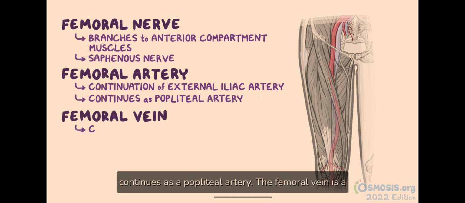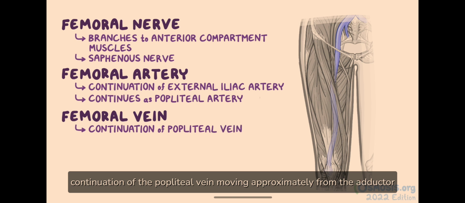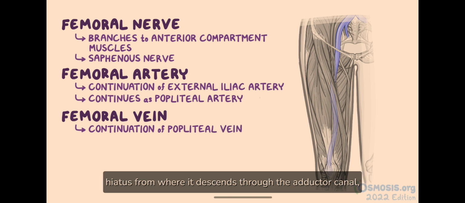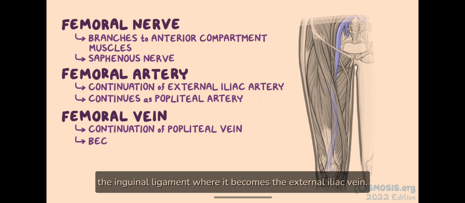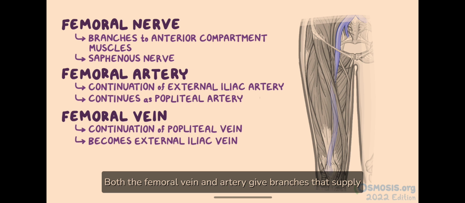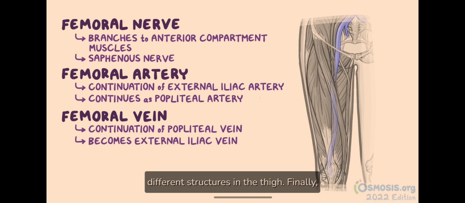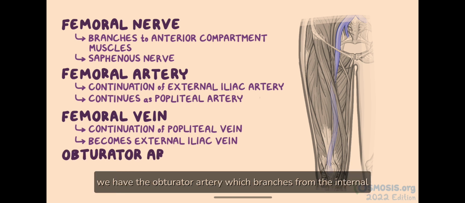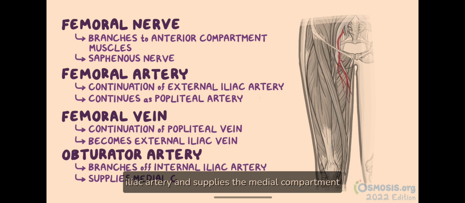The femoral vein is a continuation of the popliteal vein, moving proximally from the adductor hiatus, from where it ascends through the adductor canal, enters the femoral sheath, and then it ends posterior to the inguinal ligament, where it becomes the external iliac vein. Both the femoral vein and artery give branches that supply different structures in the thigh. Finally, we have the obturator artery, which branches from the internal iliac artery and supplies the medial compartment.